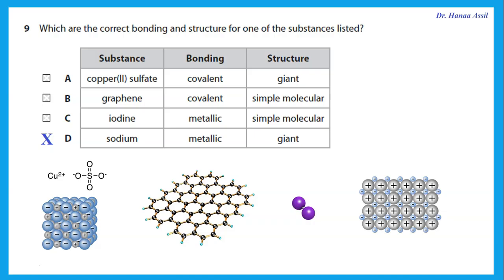Remember, metals have giant three-dimensional structures with regular rows of positive ions surrounded by a sea of delocalized electrons. And that kind of bonding is called metallic bond.